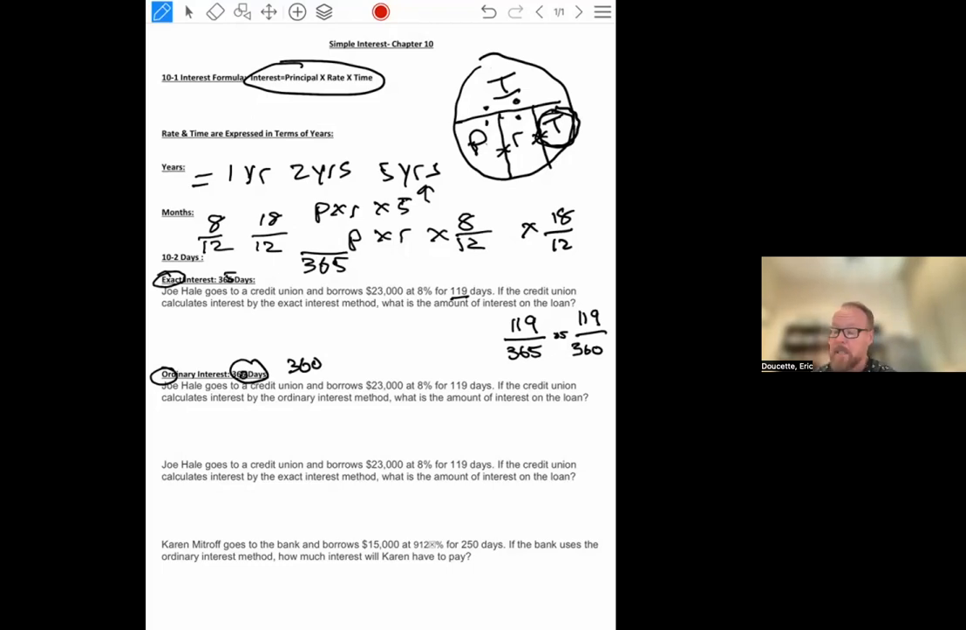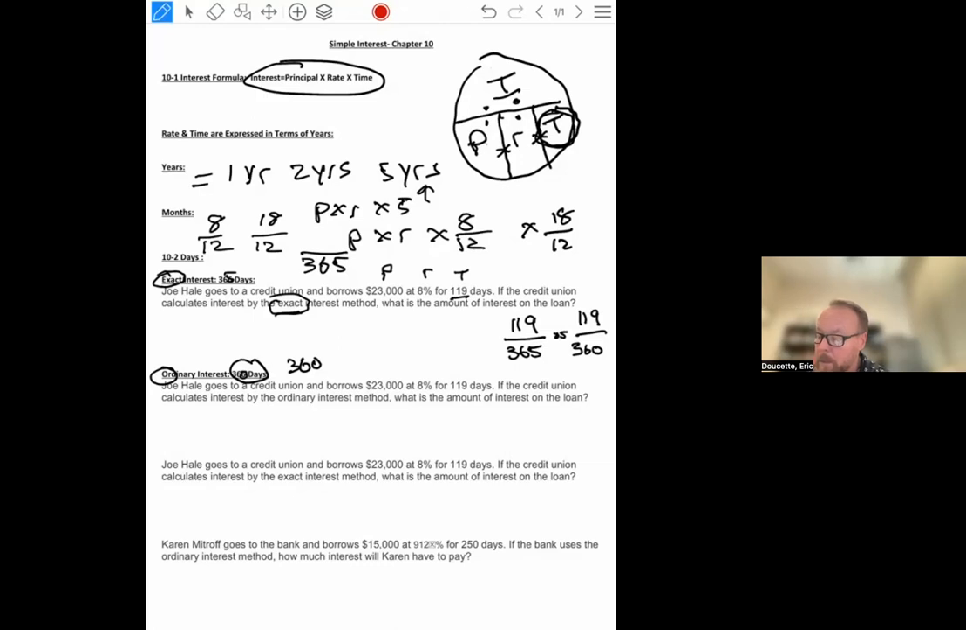So for instance, let's take the first problem here, and we're going to be working on the exact interest method in problem number 1. Joe Hale goes to a credit union. He borrows $23,000. That is his principal. And then at 8%, so that is his rate. And then his time is 119 days using the exact interest method.